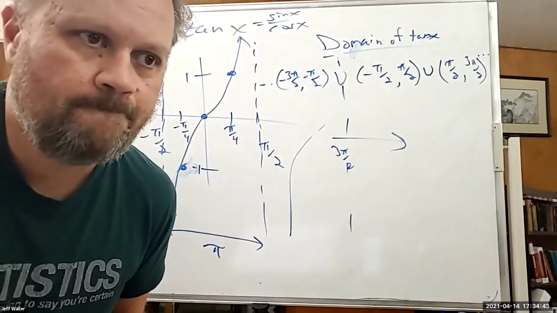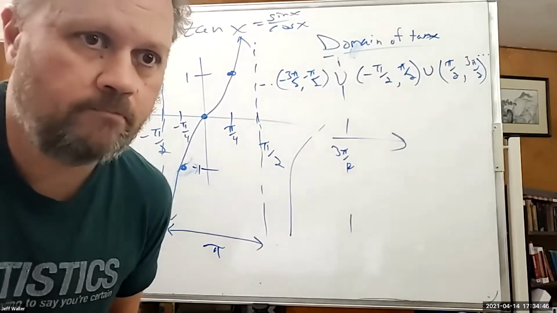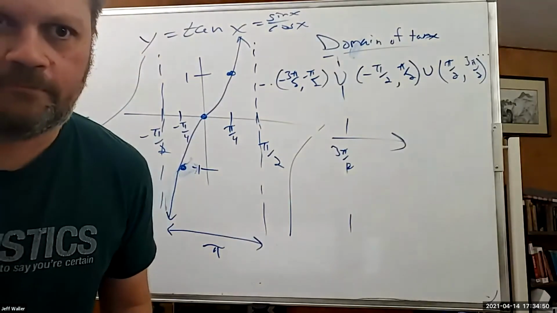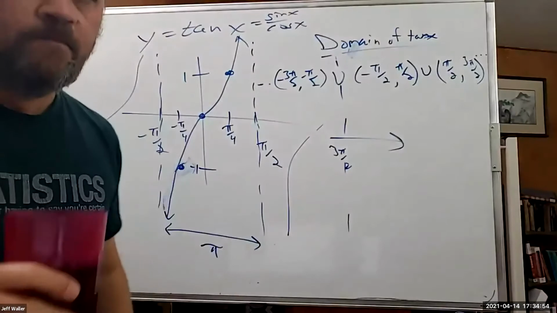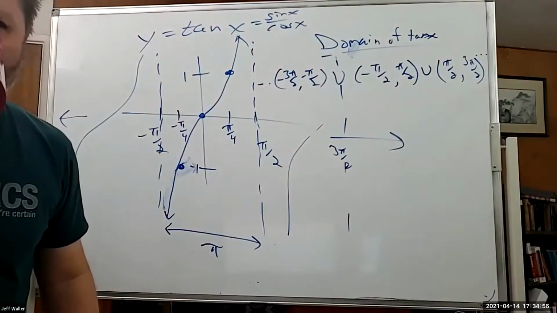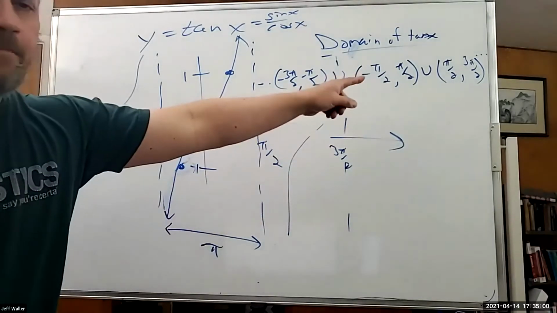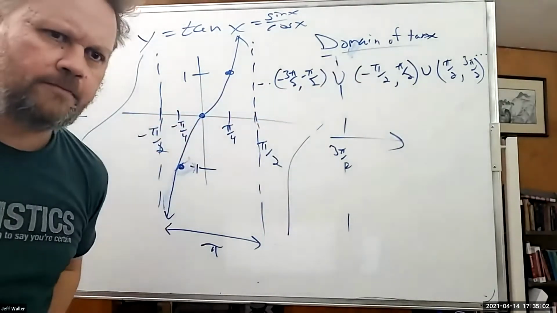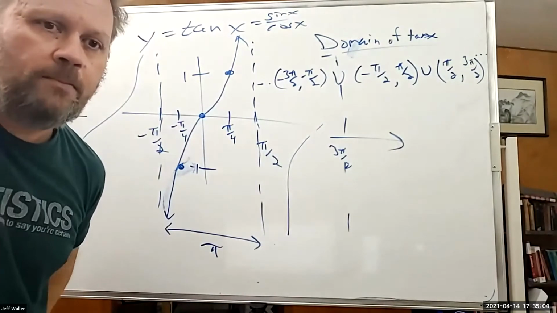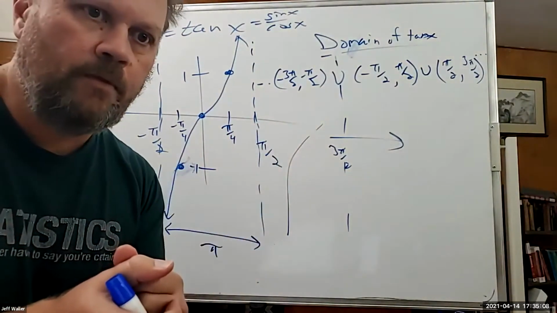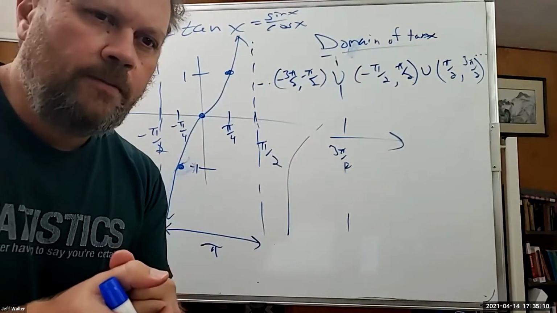Can I ask you a quick question? Yes. Do the inverse functions of sine and cosine have skipped domains like this? Definitely not. In fact, we wrote what they were when we talked about them.